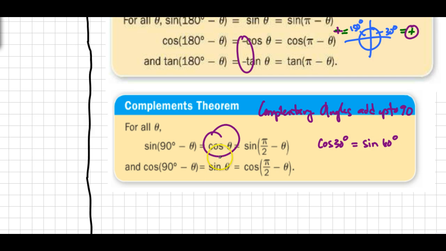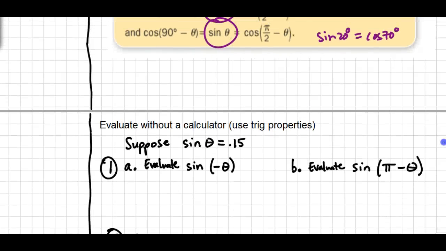It also works the other way around. So if I start with a sine of 20, for example, the complement to that should be equal to the cosine of that number. So the 20 and the 70 add up to 90. The sine and the cosine then of both of those numbers are going to be equal to each other. So let's go ahead and put these properties into practice with some examples.